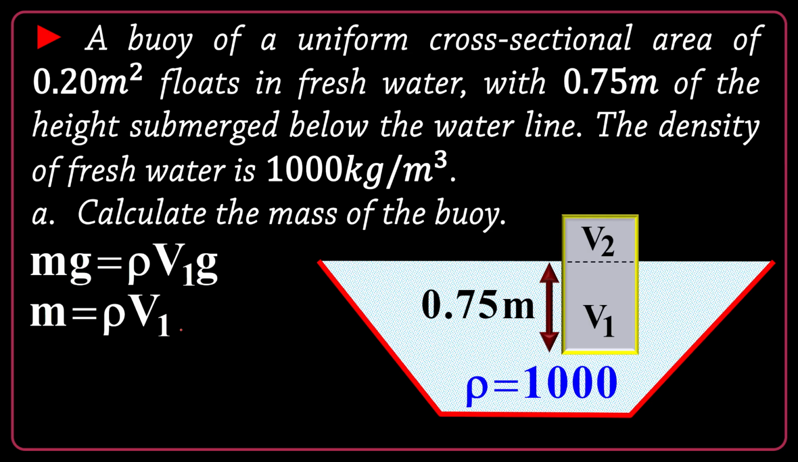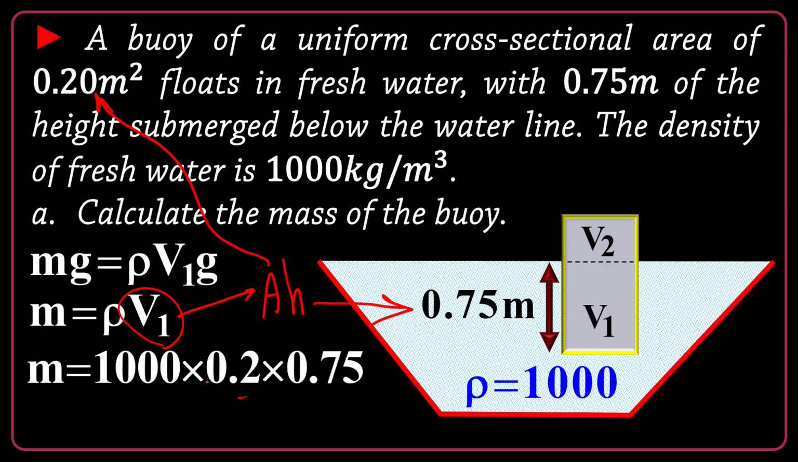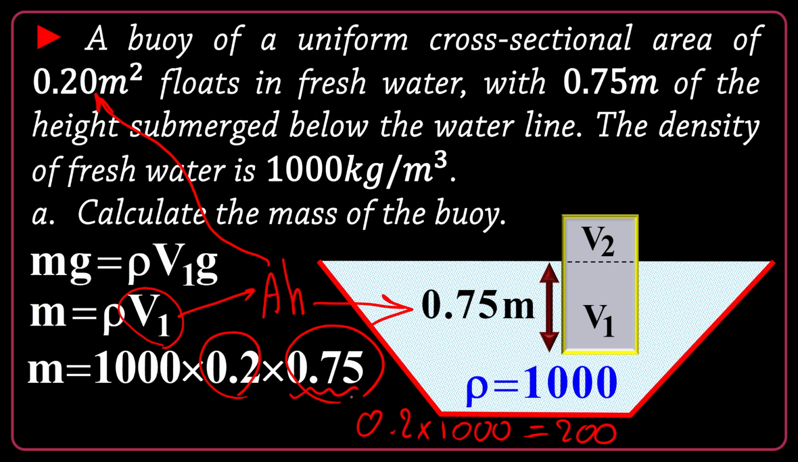So here for V1, I can write it as A times H. H is the height given here and A is 0.2 meters squared. That's all. So it's A, H. Done. We can multiply them. 0.2 times 1,000 will be 200, and 200 times 0.75 is 150, so it's 150 kilogram.